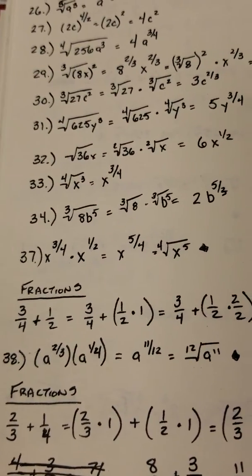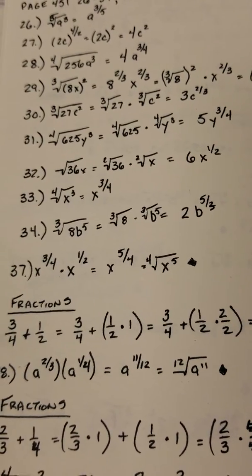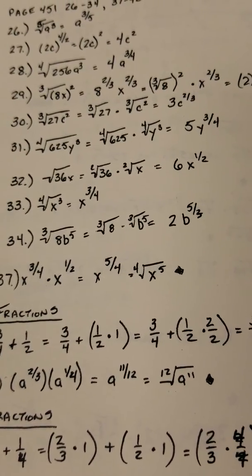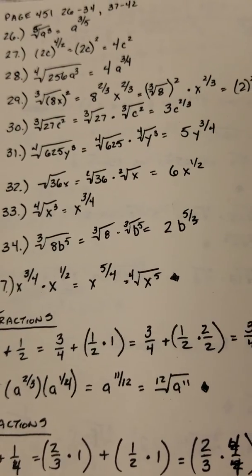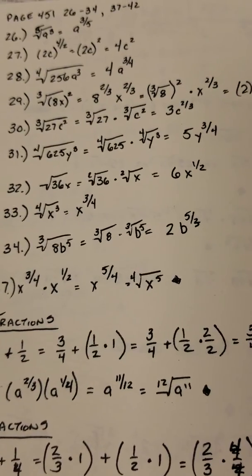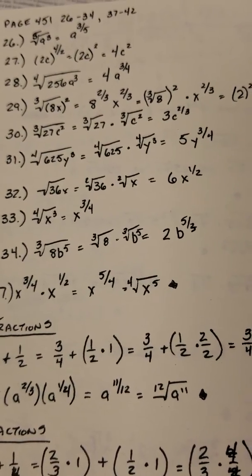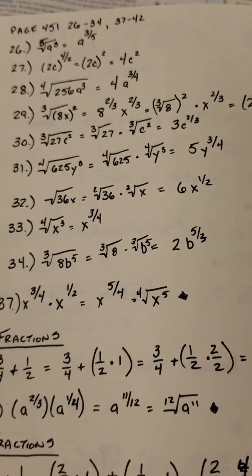Number 30 is the same type of thing, but the square is not included in the 27. So I only get the cube root of 27, which I can see is 3. Then I'm going to write the exponential form for the variable, which is c to the 2/3 power. So it's 3c to the 2/3 power.